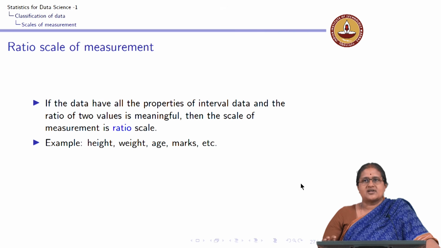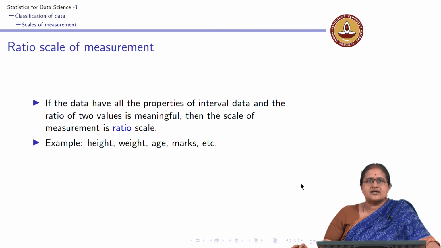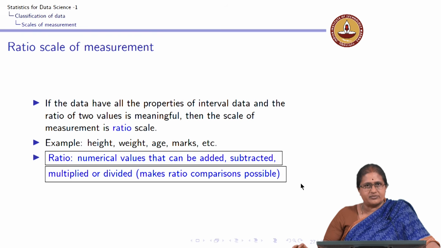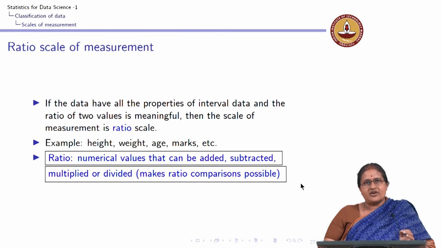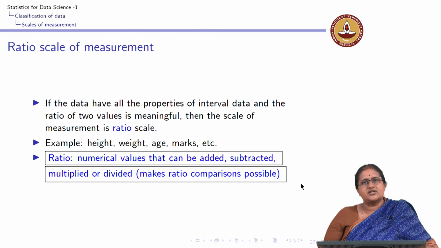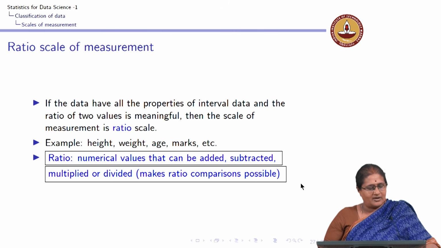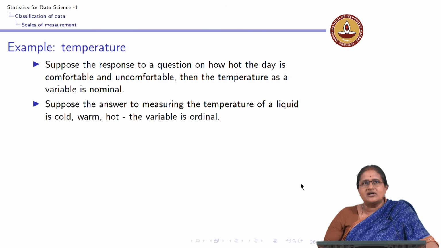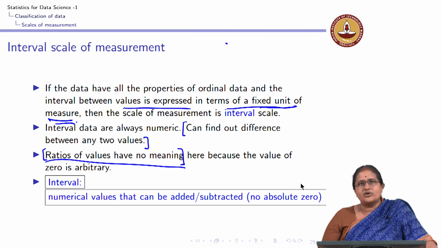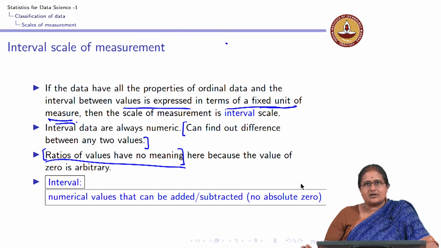The variables height, weight, marks, runs, wickets, all of them are examples of ratio scale of measurement. So, when you have a variable which is measured in the ratio scale, you can do all the mathematical or arithmetic operations on it. You can add, subtract, multiply or divide. Whereas, when you talk about an interval scale, you can only talk about difference, or you can add and subtract. You have no absolute zero. So, ratios do not have any meaning.